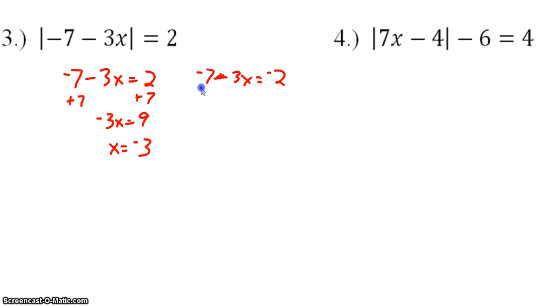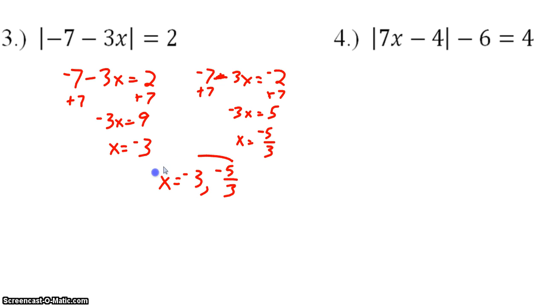In this case here, same steps. I'm going to add 7, but negative 2 plus 7 would give me positive 5. Then I'm going to divide by negative 3. So this is a fraction, negative 5 thirds, or negative 1 2/3. I'm actually going to leave the improper fraction and just say x equals negative 3 and negative 5 thirds.